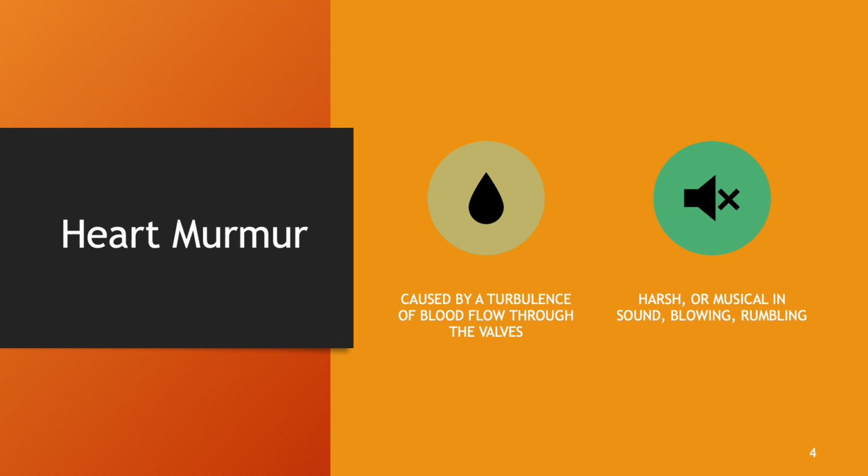What are other diagnoses the heart can have? A heart murmur. Babies have heart murmurs sometimes early on, but that resolves itself later in life. It is caused by turbulence of blood flow through the valves. It sounds like a musical sound, blowing, whooshing, rumbling, like a harsh sound when you listen to the heart.